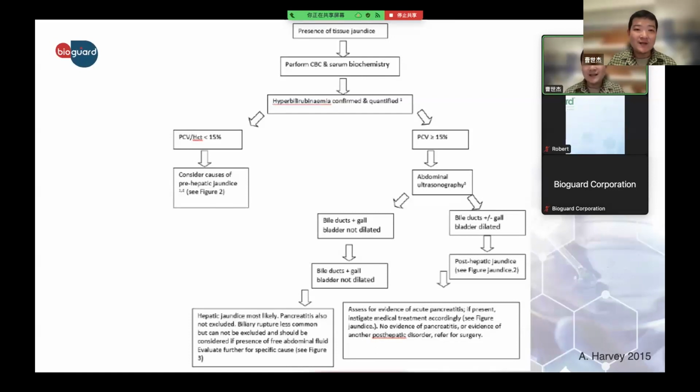jaundice. What is prehepatic jaundice? Commonly in the red blood cell, there is a lot of hemoglobin. If the hemoglobin is digested or metabolized in the liver, the bilirubin will get higher. So if there is some hemolytic disease like IMHA, the rupture of the red blood cells will cause bilirubin to increase in the blood as well.